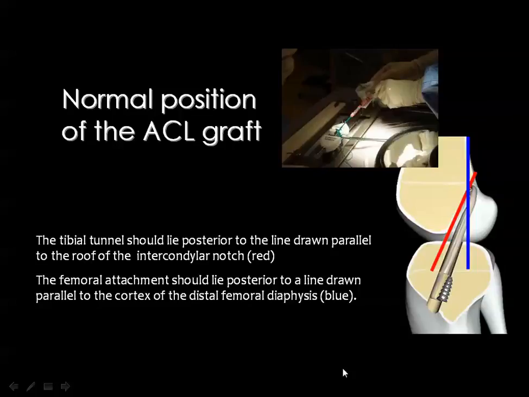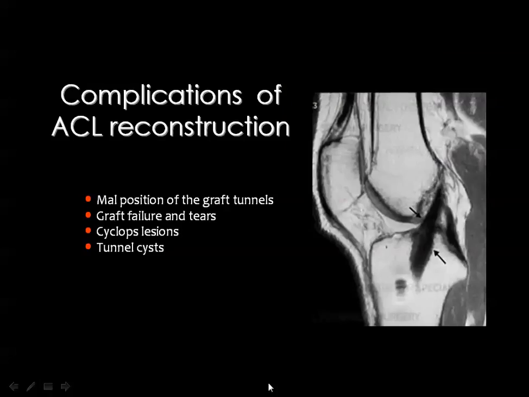Then once more, you see here a graft, and you draw two lines. The first one is parallel to the roof, or going through the roof, of the intercondylar notch, and the second one is tangential to the posterior surface of the femoral shaft. The tibial attachment is posterior to this line, and the femoral attachment is posterior to this line. Then the graft attachments are considered within normal.